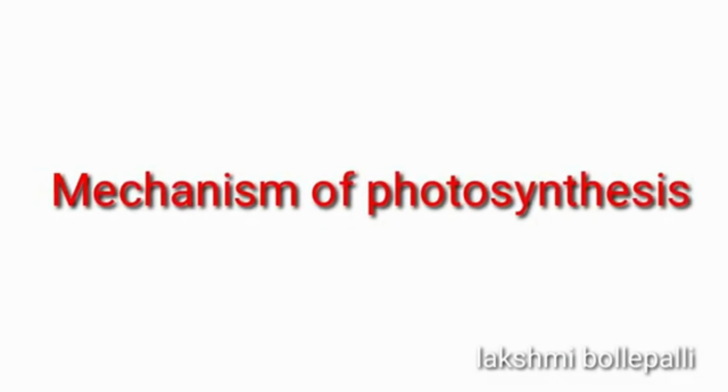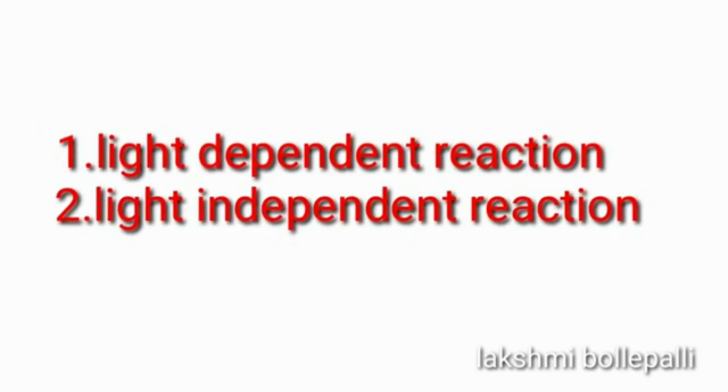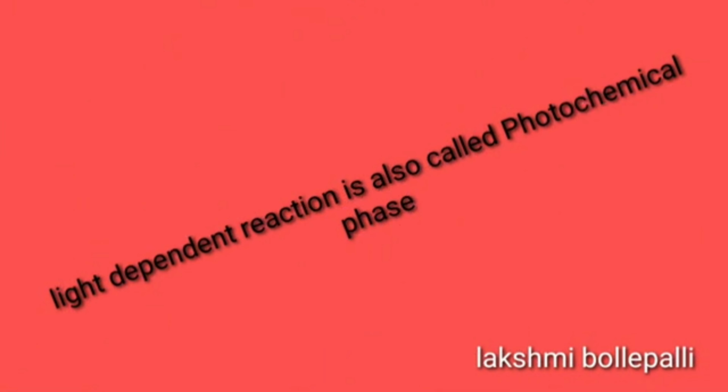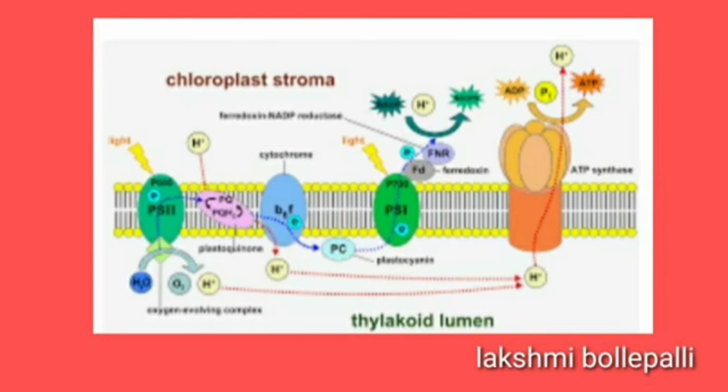Mechanism of photosynthesis. Here we discuss about light dependent reaction and light independent reaction. First one, light dependent reaction. This is also called photochemical phase. In this reaction, light plays a key role. A series of chemical reactions occur by light, and therefore the phase is technically called the photochemical phase or light dependent reaction. The light reaction takes place in grana of chloroplast.